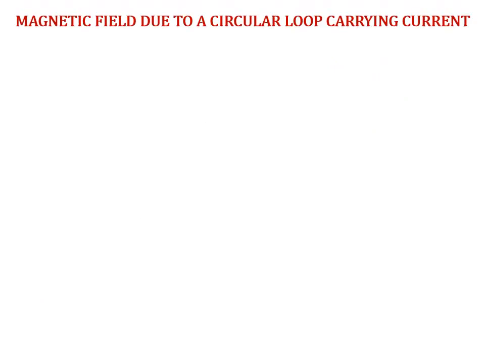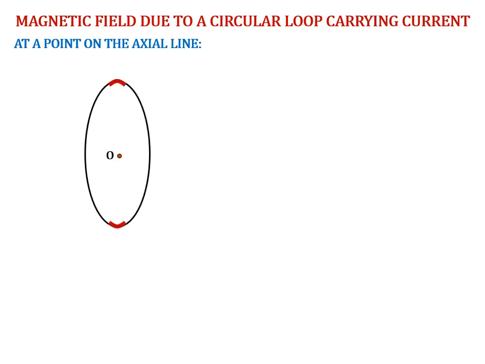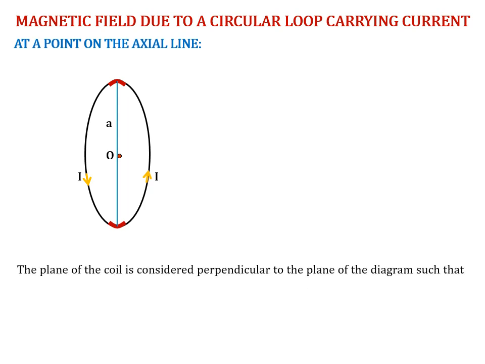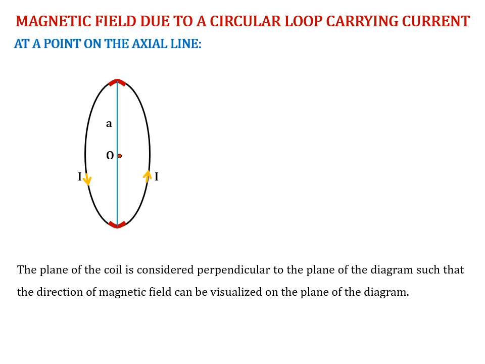Using Biot-Savart law, we will derive expression for magnetic field due to a circular loop carrying current at a point on the axis of the loop. We take a loop with center O. Let A be the radius of the loop and I be the current flowing through it. The loop is imagined perpendicular to the plane of the diagram such that magnetic field will be in the plane of the diagram. Let P be a point on the axis at a distance x from the center.